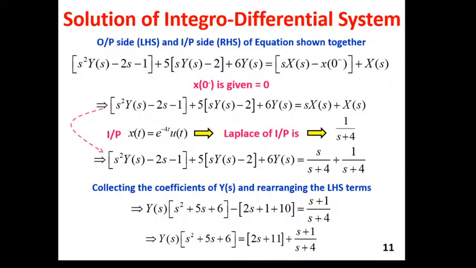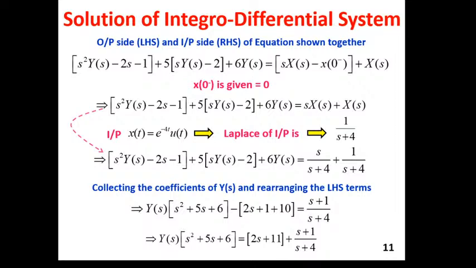S plus 1 by s plus 4, we know, is nothing but the input Laplace transform. What is 2s plus 11? New thing that we are finding here: if I had not given you any initial condition, if I had mentioned all the initial conditions were 0, in that case this 2s plus 11 would have been 0. So this 2s plus 11 parameter has been generated only due to the initial condition of the given system. So depending on the given value, this 2s plus 11 thing will keep on changing.